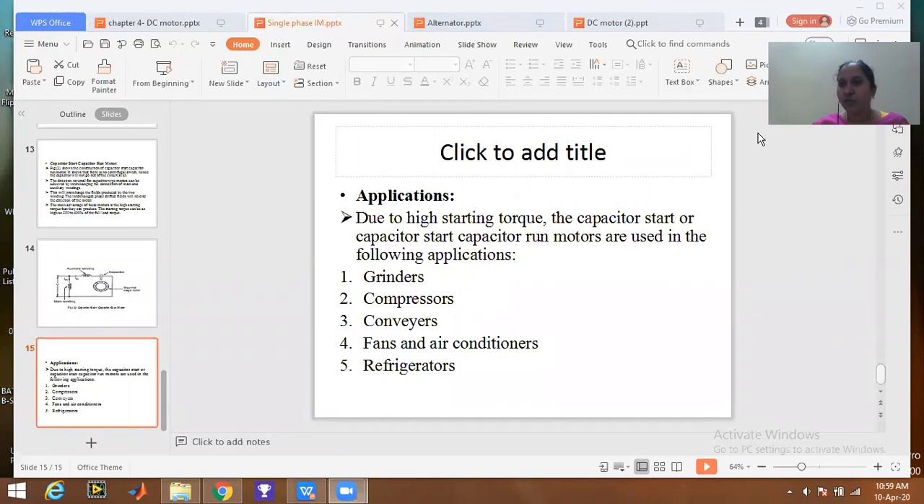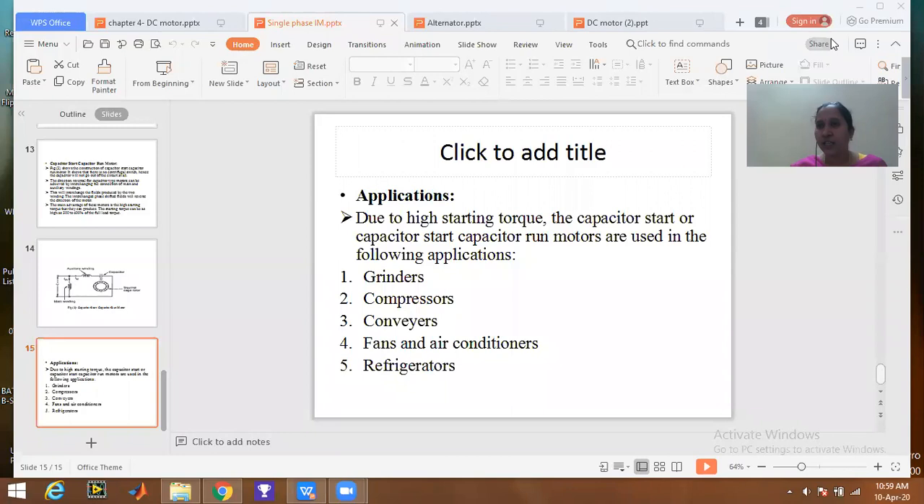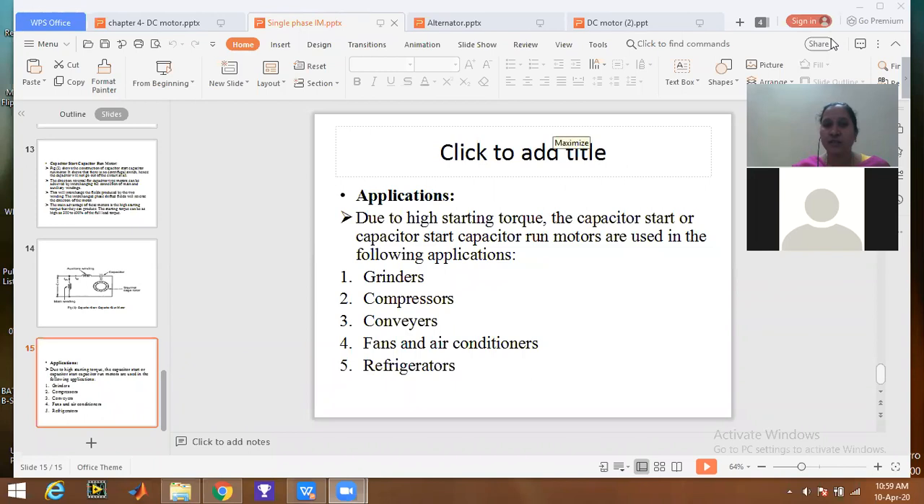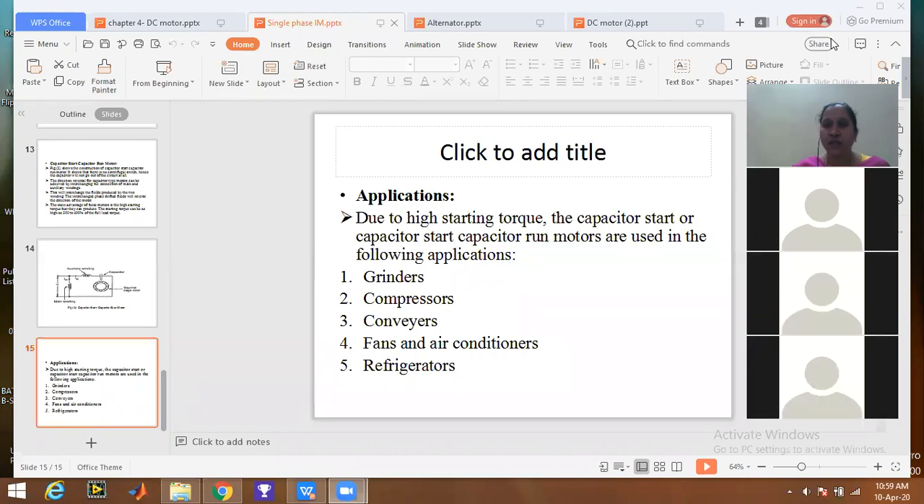I'll just unmute all of you for a few more minutes so that I can ask you the doubts. If you have any doubts, you can just ask me now. Yes, any doubts regarding this topic? Induction motor, single phase induction motor? No, ma'am. Okay. Anyone? If you have any doubt, you can ask me now.